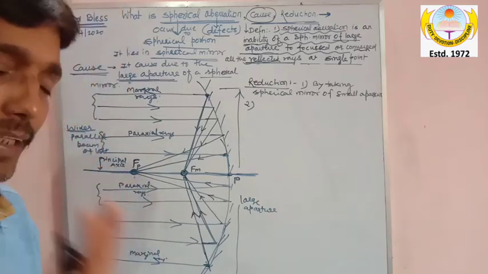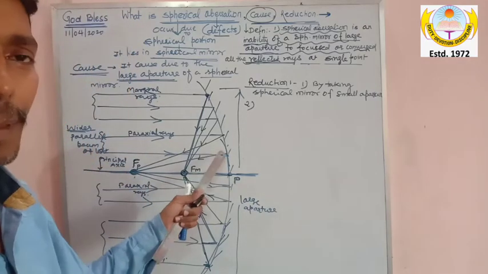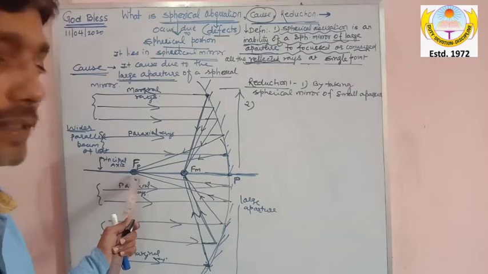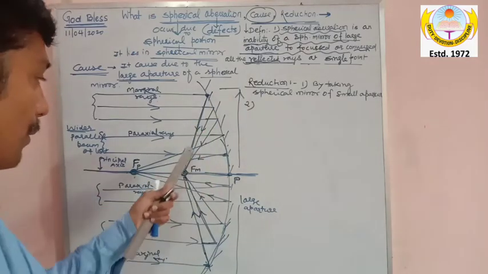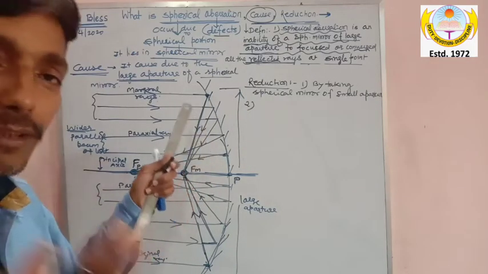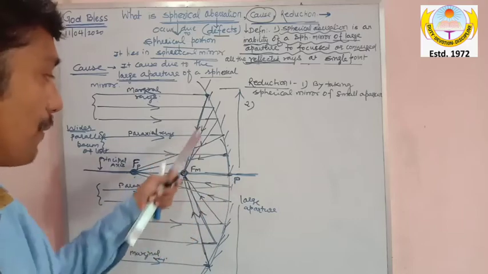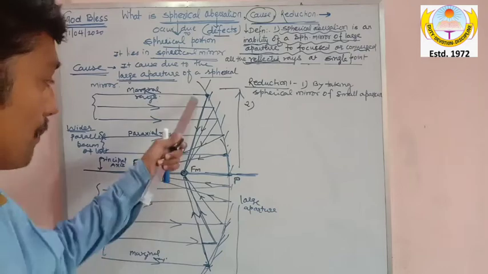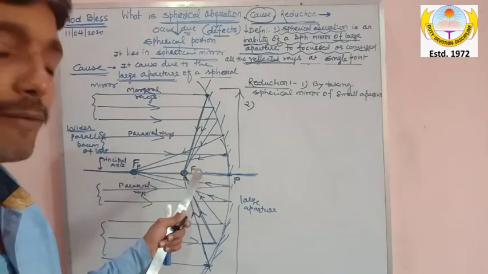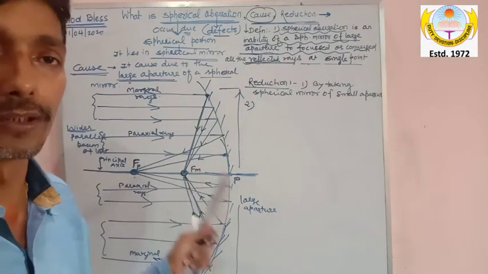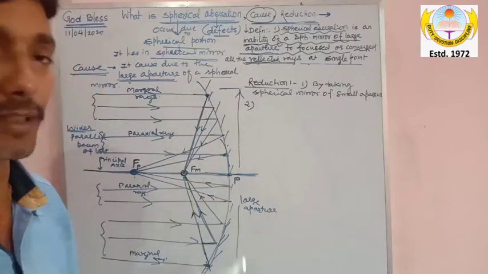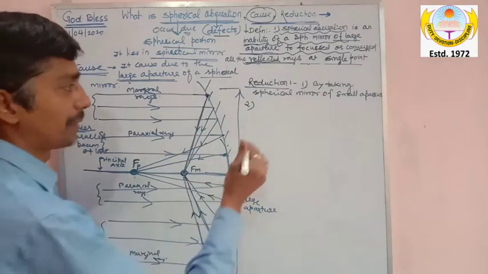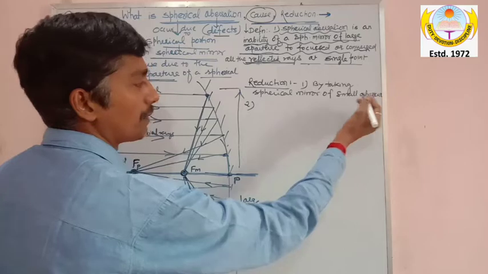So it is a property of paraxial rays that they converge to the principal focus. That is what I have already observed. And because of the marginal rays, if they were not there, the focus would be only at one point. But because of marginal rays, the focus is caused at one more point, close to the pole also. And this occurs because of large aperture. So take care of that by taking a spherical mirror of small aperture.